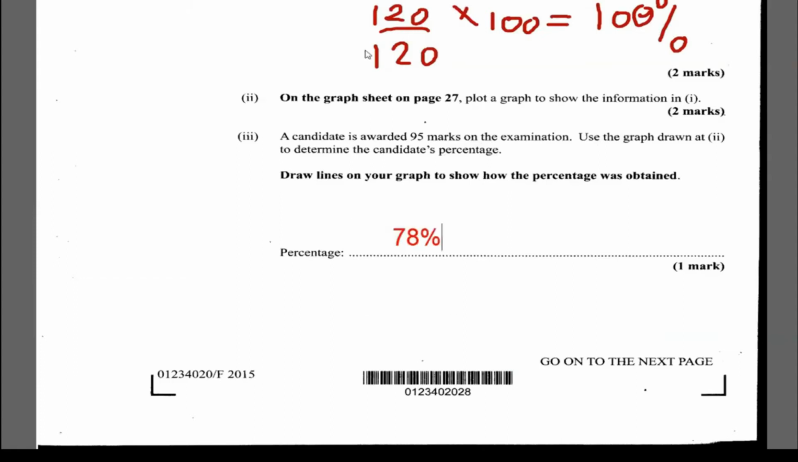Now, if you were to check it based on calculations, it would be 95 over 120, and you times that by 100. Just to verify, 95 over 120 multiplied by 100 is actually 79%. But based on our graph, we got 78. So it's telling us that our graph is relatively accurate.